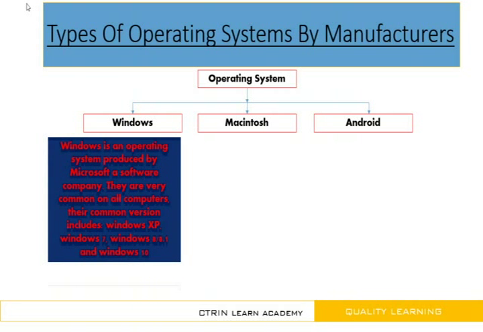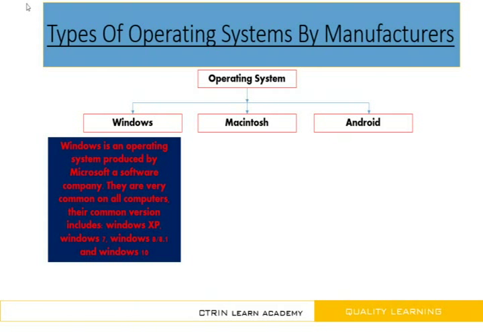So let's begin with Windows. Windows is an operating system produced by Microsoft. You've heard about Microsoft and the whole Bill Gates story, the man who made a lot of money from Microsoft. He owns a share of the company, and Microsoft are the people who produce the Windows operating system. They are a software company, and their Windows is very common, especially on computers like your desktops, laptops, and notebooks. They have different versions of Windows.